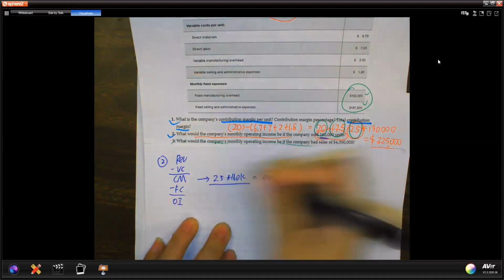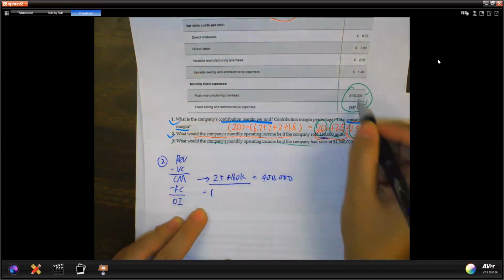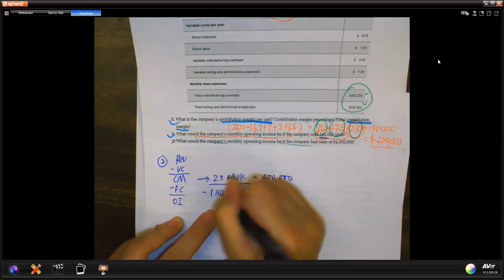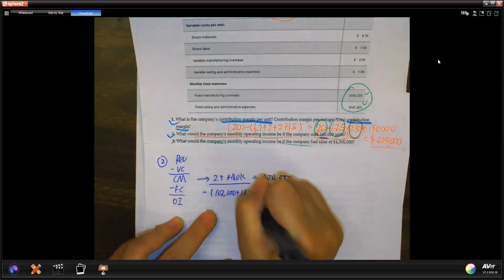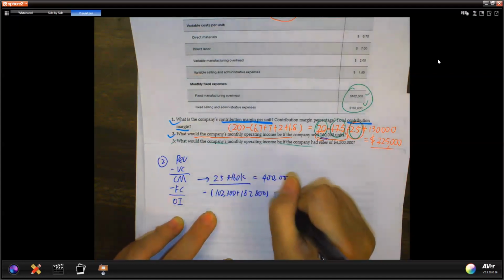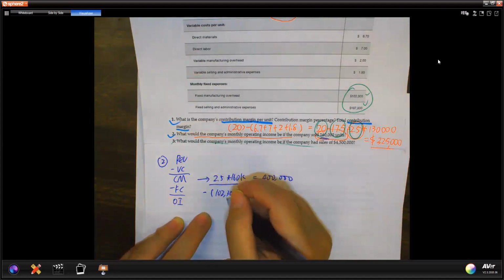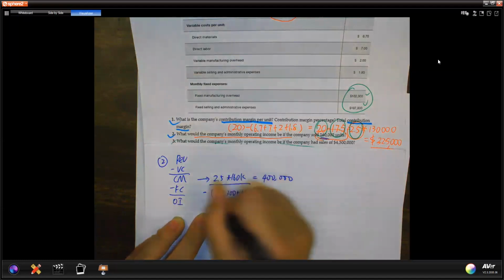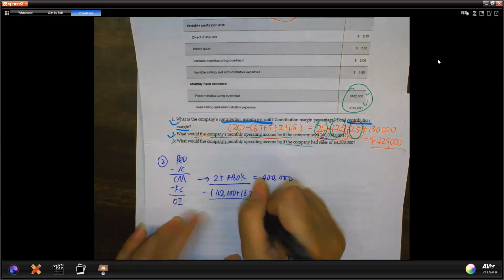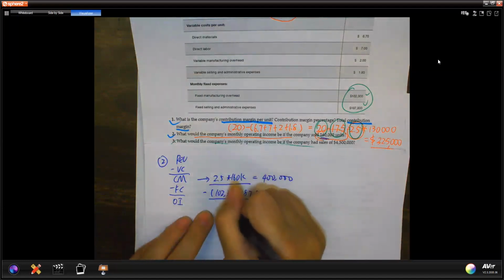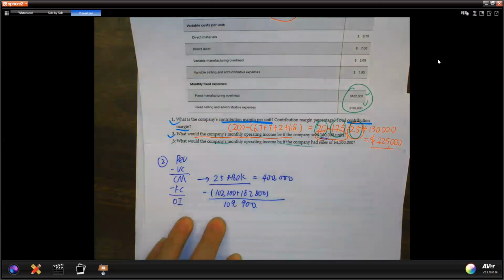400,000, right? We minus all the fixed cost. We have two parts, 102,300 plus 187,800. So that minus this, and then we get our contribution margin. Oh, minus all the fixed costs, we got our operating income is 109,900. Okay, so this is part 2.